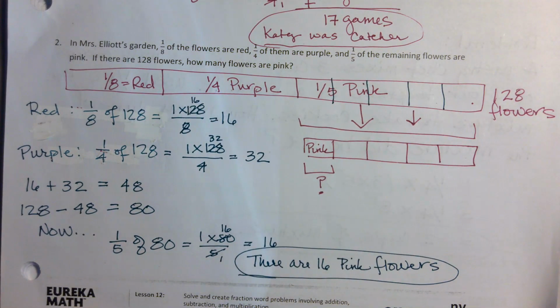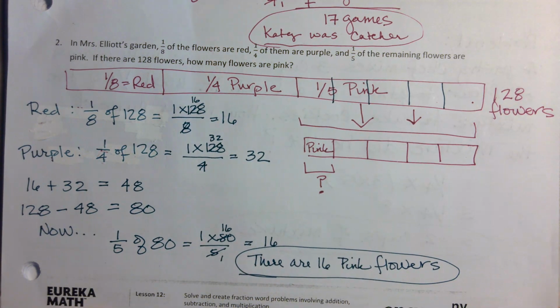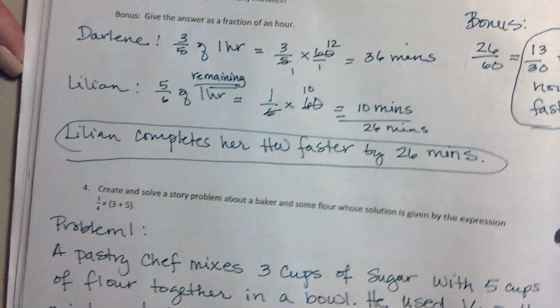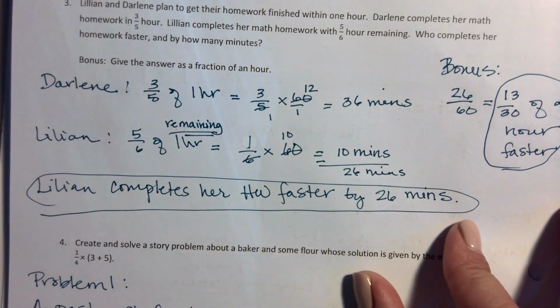All right, just take that in. Stop the video if you need to figure it out. Maybe you did it with a different method, which is totally fine, and came up with 16. Perfect. Okay. Then Lillian and Darlene plan to get their homework finished within 1 hour.